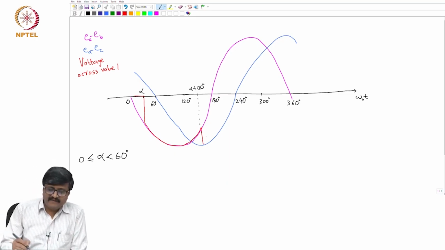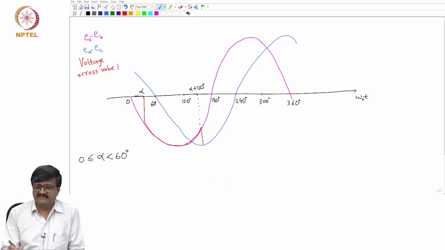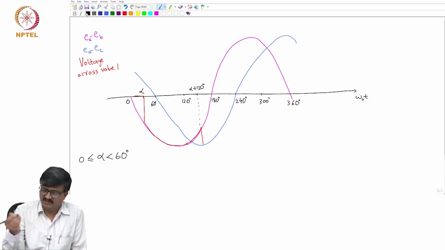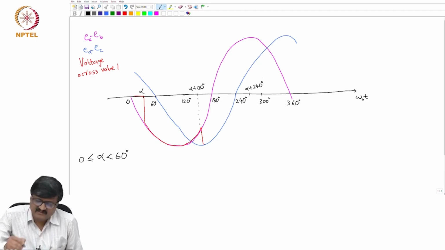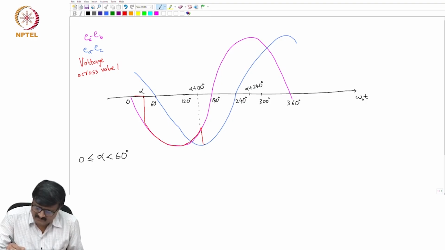Then it remains at EA minus EC up to alpha plus 240. Alpha plus 240 is between 240 and 300. So this is alpha plus 240 degrees. So it remains at EA minus EC.